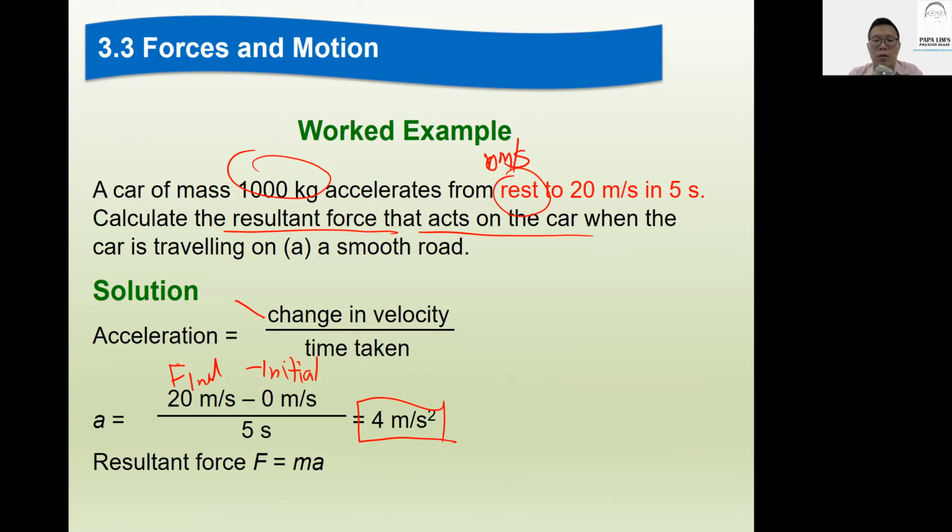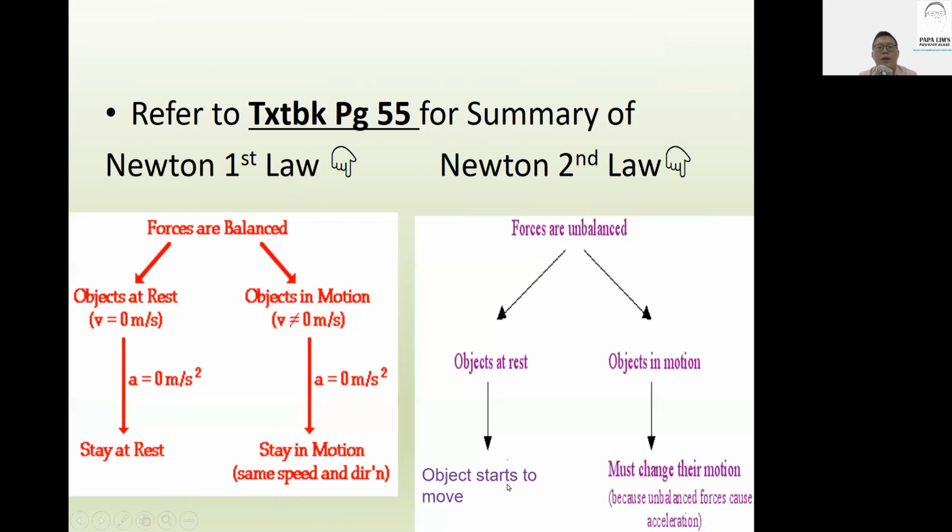Based on Newton's law, F net is ma, and you have m times a, which is 4000 Newtons. So the F net force acting on the object is actually 4000 Newtons. Now, in summary, you see this summary note on page 55, which I got from there. It's a good summary.